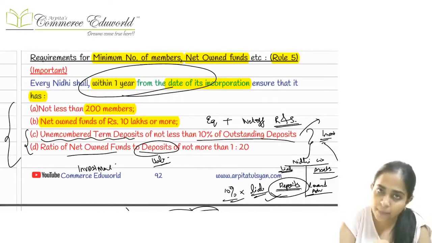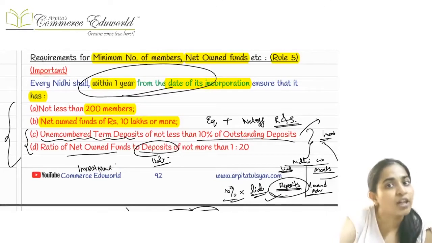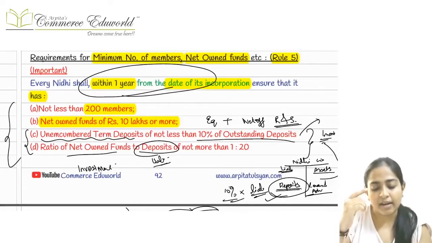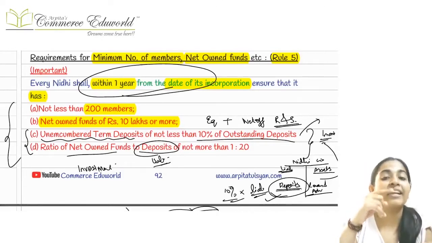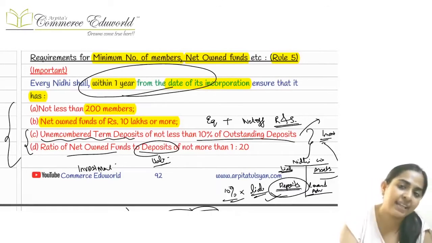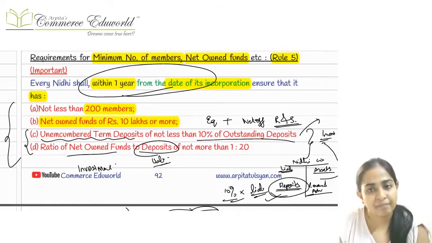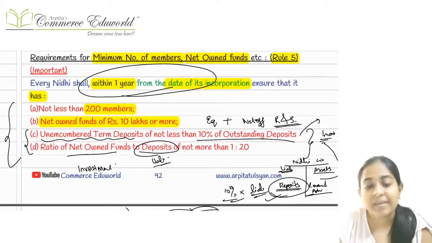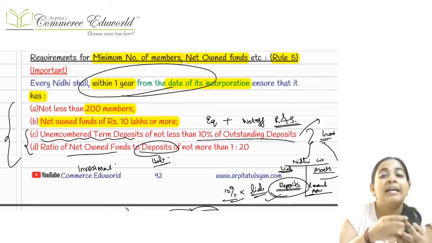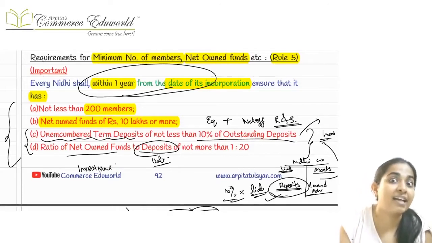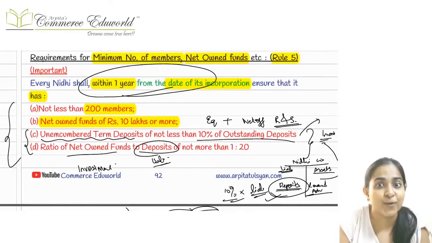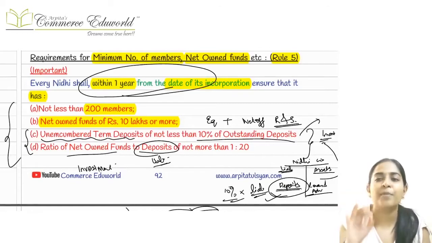First of all, 200 number of members. We are still given 1 year to fulfill this condition. Then net owned fund should be at least rupees 10 lakhs. Okay, then your ratio of equity to debt should be 1:20, maximum 1:20. And then you should have some debt-free, unencumbered term deposits in your banks, etc., other than cooperative banks and the regional rural banks, of at least 10% of the total payable deposits.